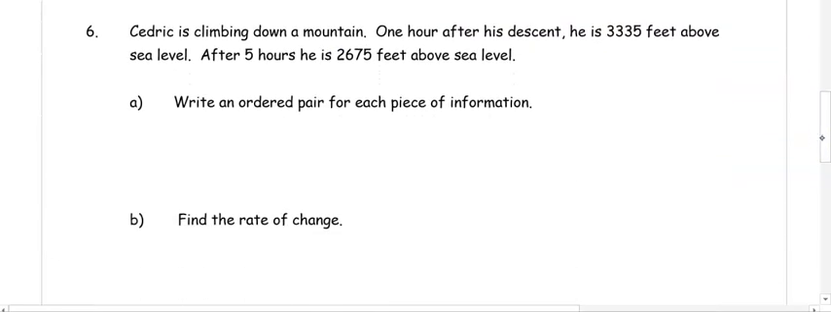In number 6, Cedric is climbing down a mountain. 1 hour after his descent, he is 3,335 feet above sea level. After 5 hours, he is 2,675 feet above sea level. So we want to write 2 ordered pairs. Each sentence will get its own ordered pair. So (1 hour, 3,335) and (5 hours, 2,675).